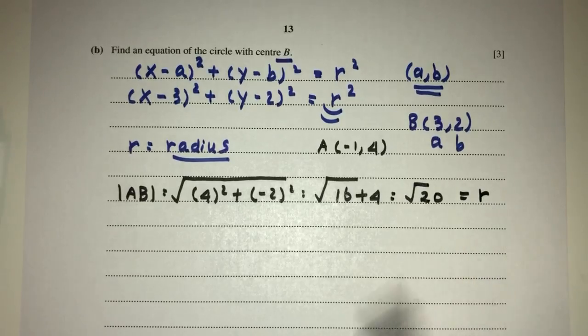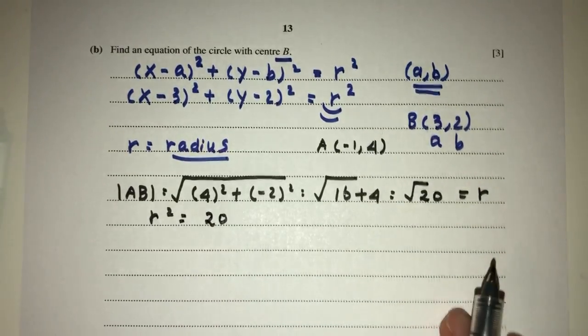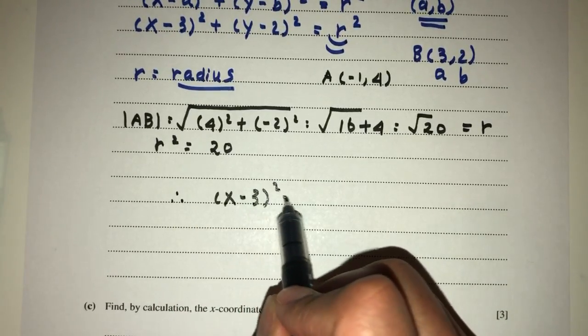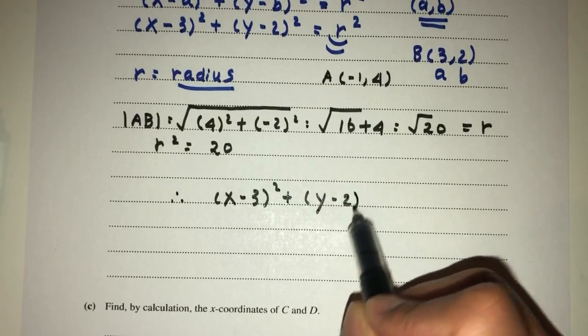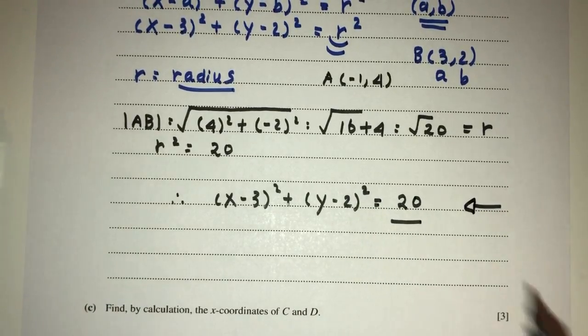That is your radius. But here we have r squared. r squared will be 20. So your equation will be (x minus 3) squared plus (y minus 2) squared equals 20. So this is your answer for part B.